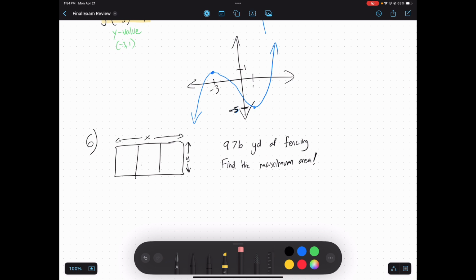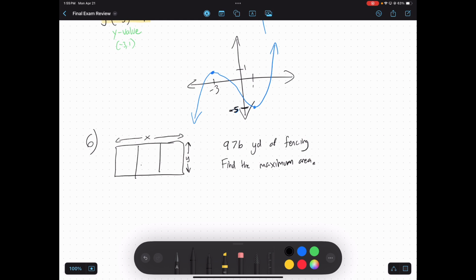This is not a question. I'll get rid of that. So find the maximum area. This counts as optimization because we're trying to optimize the amount of area that we have. So what do we do? We write down equations.